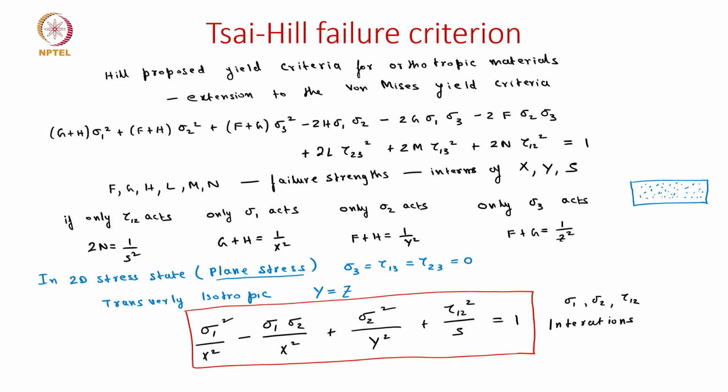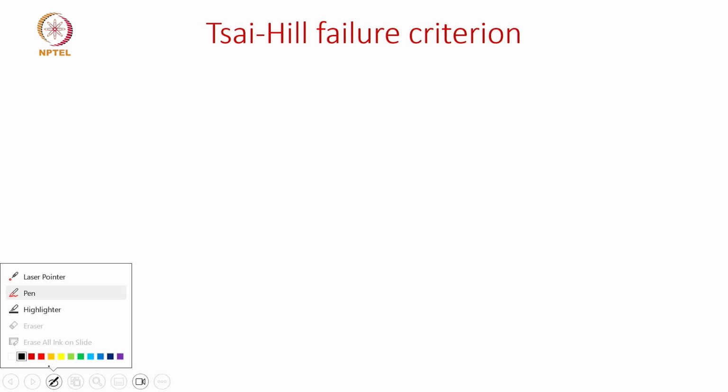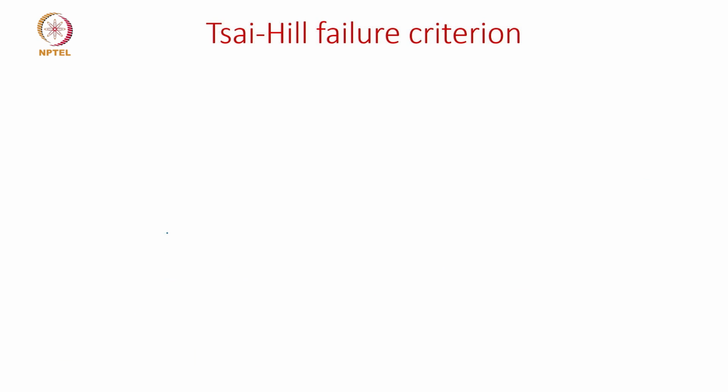Now let's apply this Tsai-Hill failure criteria to a uniaxial problem like we have done it for the other two failure criterions. So here is the lamina where we apply the stresses along the x direction, and here are the fibers at an angle theta. Okay. And then we should be able to rewrite that expression using the stress transformation.